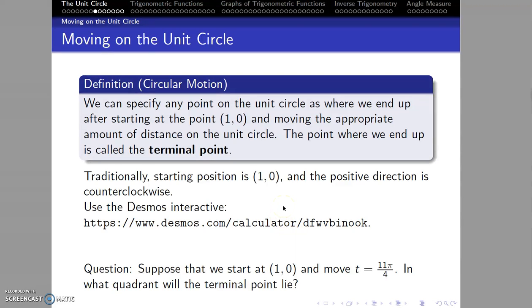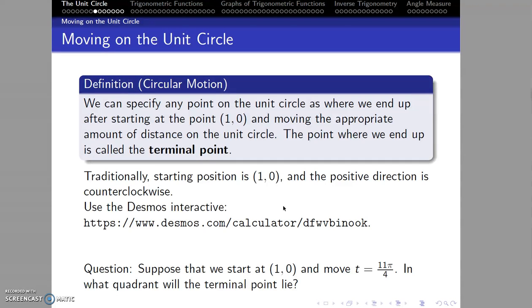So here's my question to you. Suppose I start at 1, 0, and I move 11 pi over 2 in the counterclockwise direction, right, because that's positive. Where am I going to end up? Am I going to be in quadrant 1, quadrant 2, 3, or 4? I don't need the exact coordinates. We'll actually find the exact coordinates in the next video. But where generally am I going to end up?